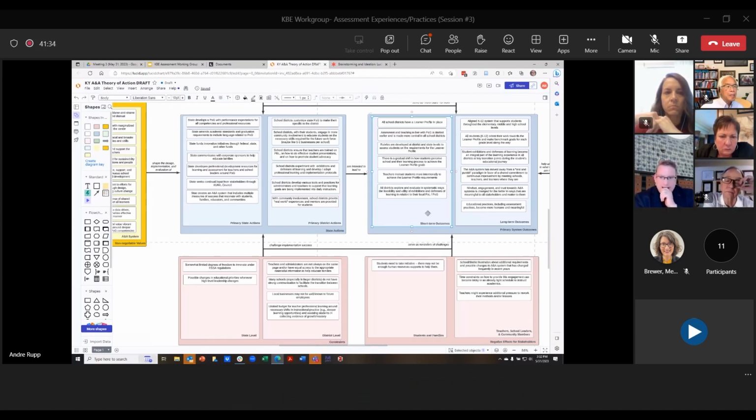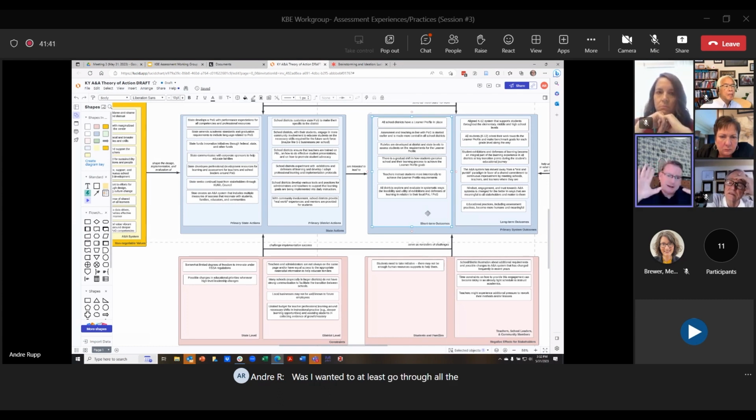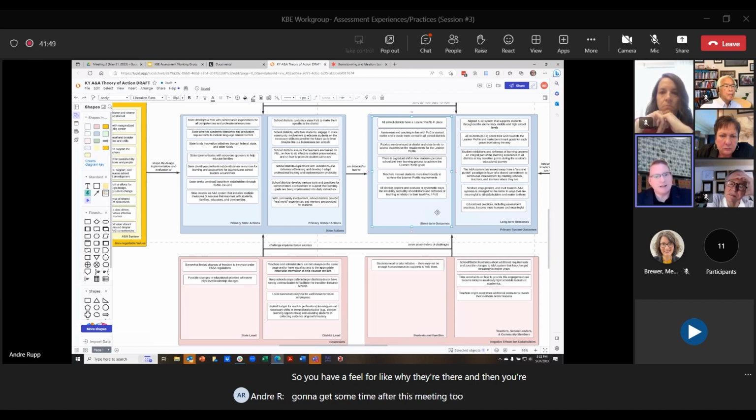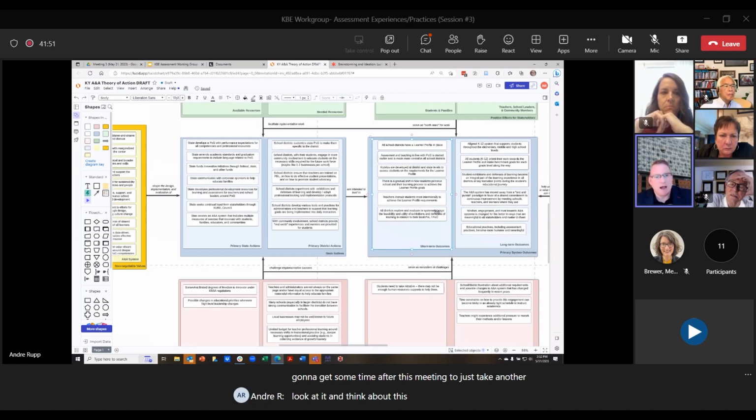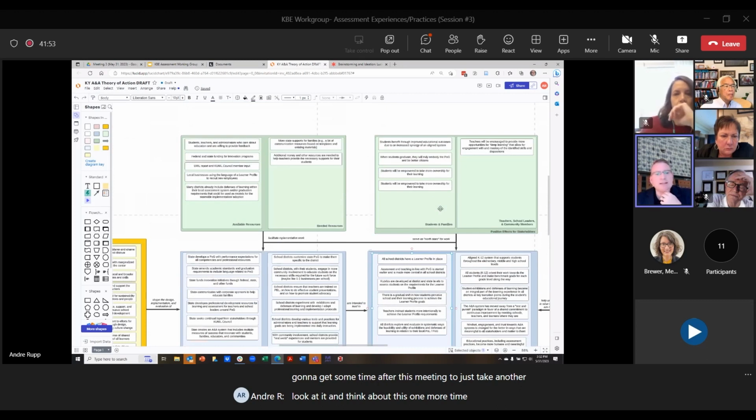So that's good. And what I'm going to do is shift gears because I want us to at least go through all the box areas a little bit, so you have a feel for why they're there. Then you're going to get some time after this meeting to take another look at it and think about this one more time. So let's look at this box here.